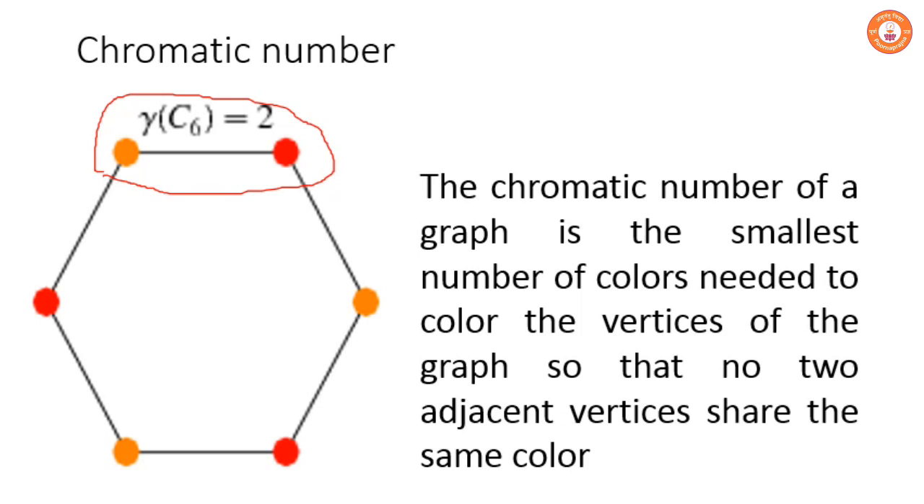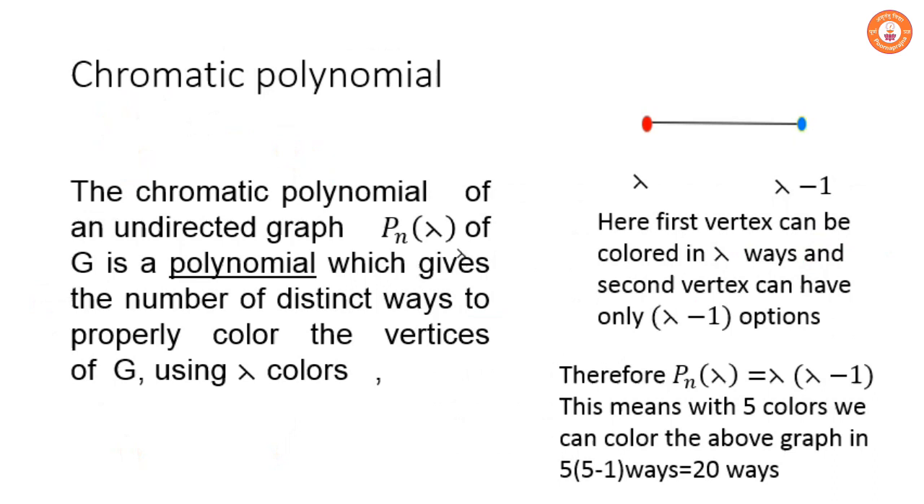What do you mean by chromatic number? It is the smallest number of colors required to color the vertices of the given graph properly. We define chromatic polynomial. It is an expression which can give you the number of ways of coloring a given graph using a given number of colors.